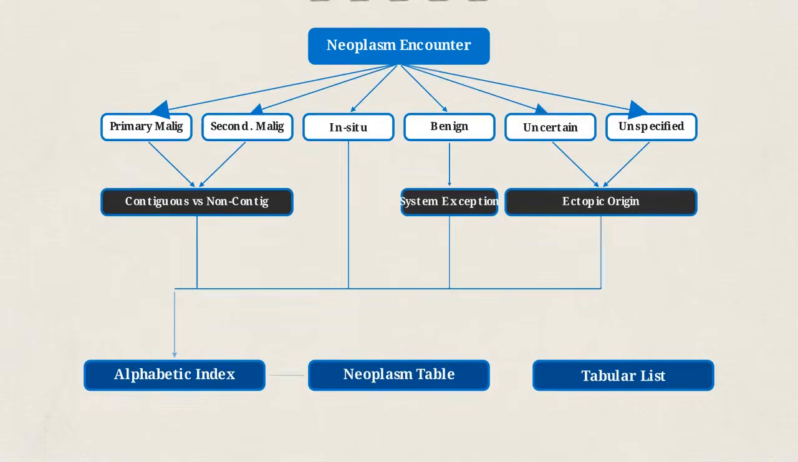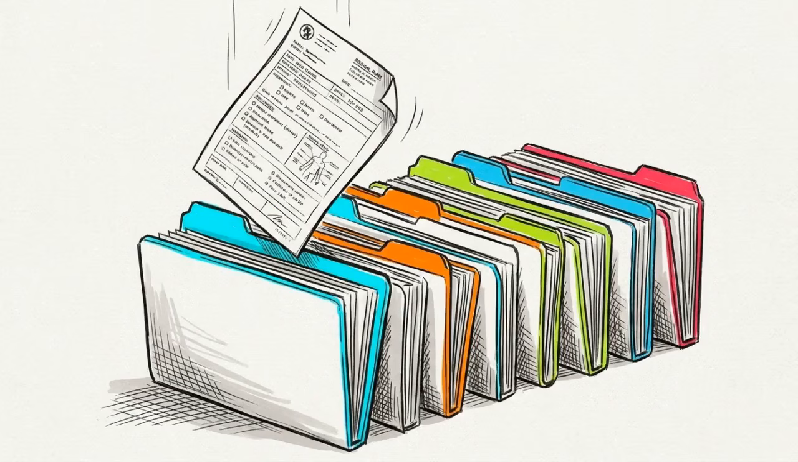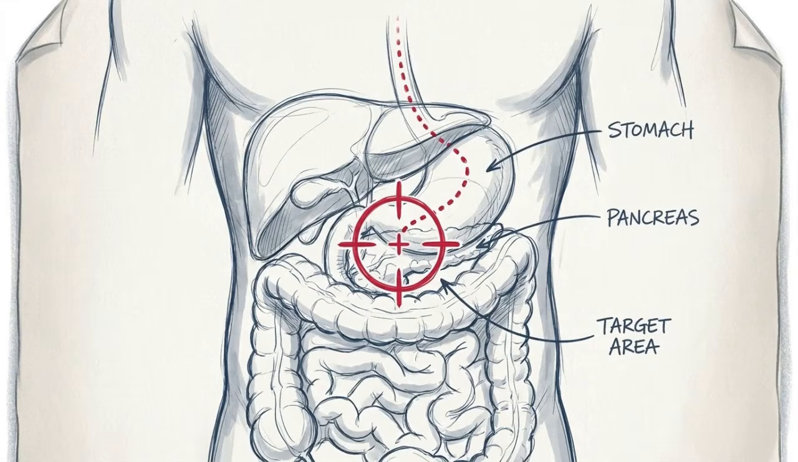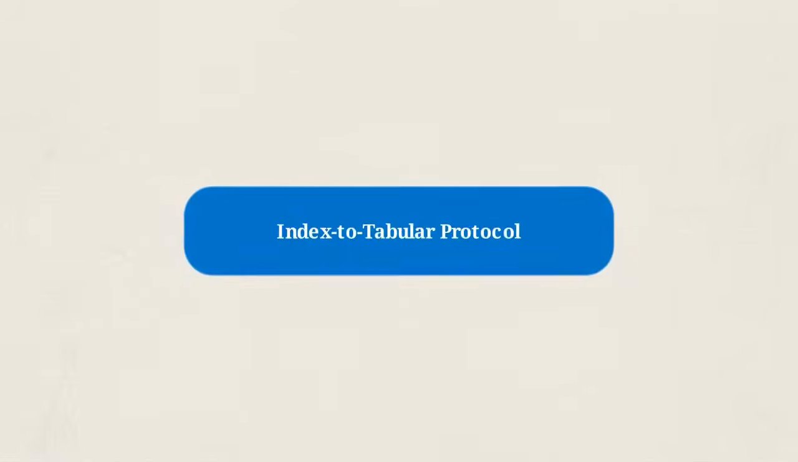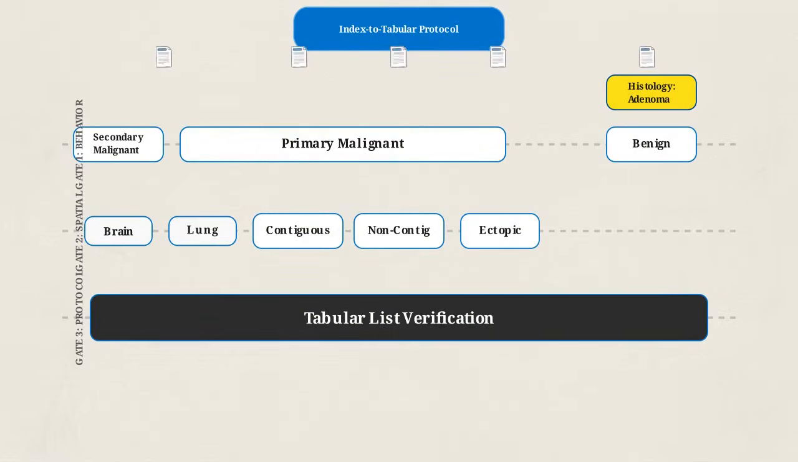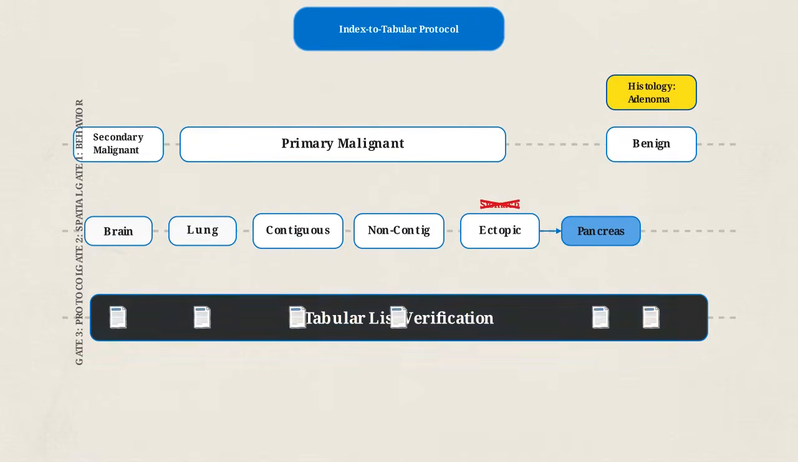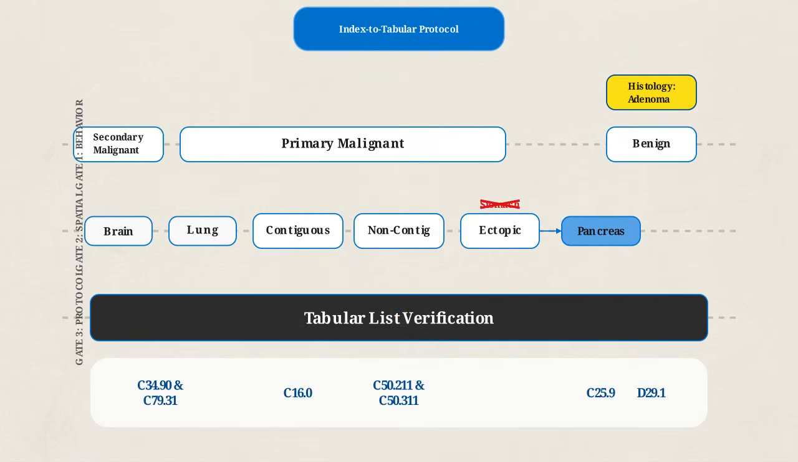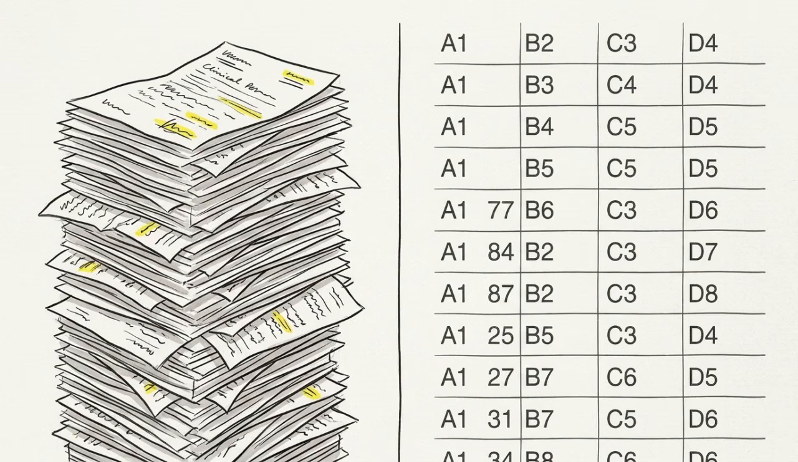We can now view the completed algorithmic decision tree as a single system. Phase 1 filters the documentation into one of the 6 behavioral classifications. Phase 2 maps the spatial coordinates and applies origin rules for ectopic tissue. Phase 3 executes the index to tabular lookup protocol. As these 5 examples move through the logic gates, the algorithm resolves the documentation into the final verified codes. Following this three-phase framework transforms complex clinical narratives into precise, standardized ICD-10-CM data.